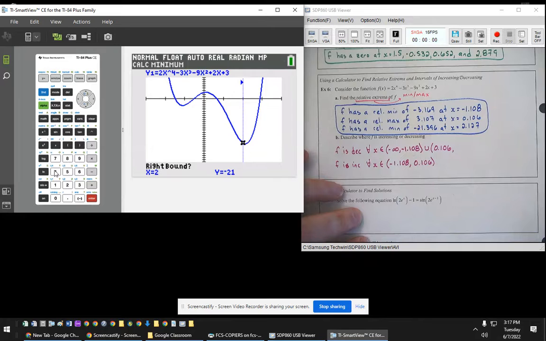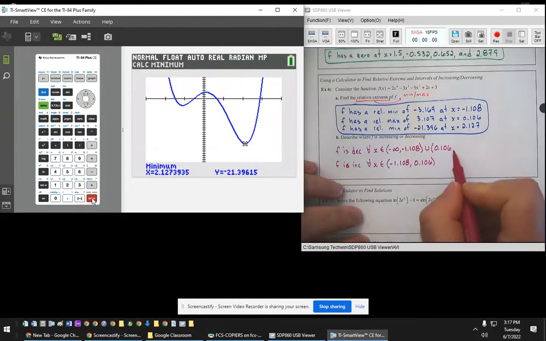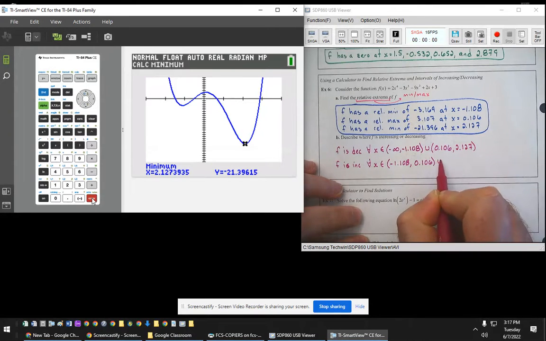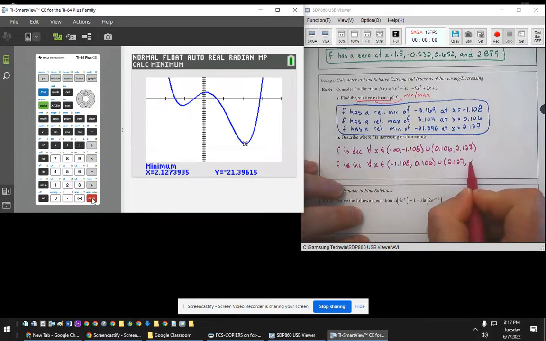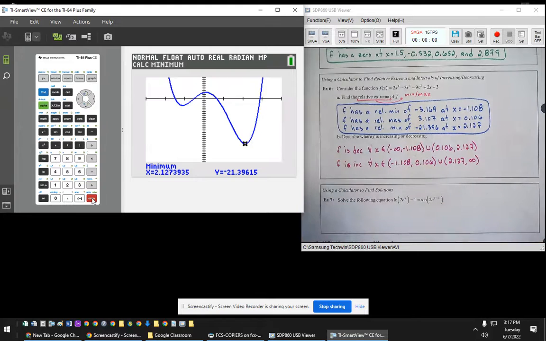Oh boy. Well, let's see if I lucked out. 2 and 4. I think it's like 2.1. Let's see. Yeah, good. We got lucky. So then it stops decreasing at 2.127, and then it starts increasing, so I'm going to continue that on. And then it increases to the right, not up. It increases to the right the rest of the way.